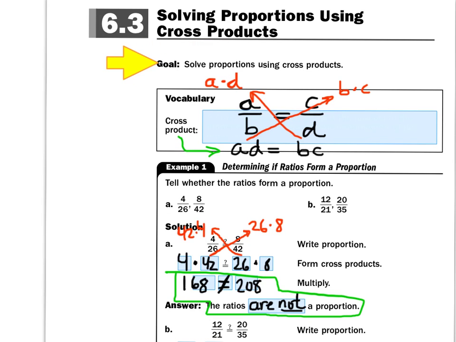Hello, you guys. Let's talk about solving proportions using cross products. This is a really cool way to do it. So here's how it works.